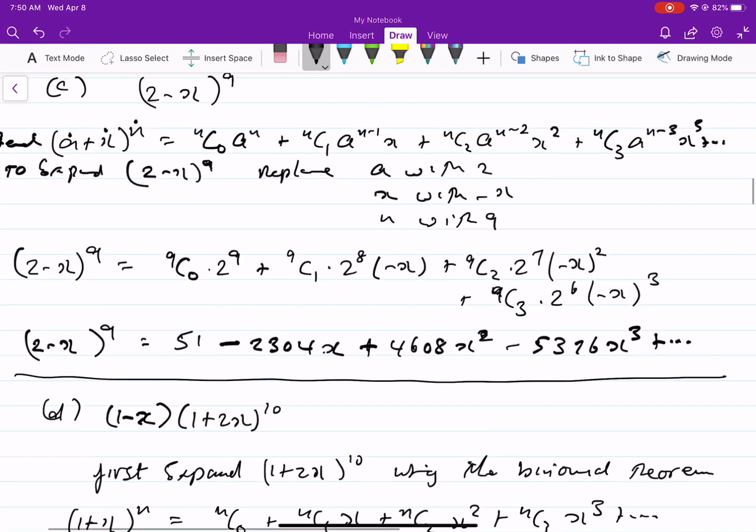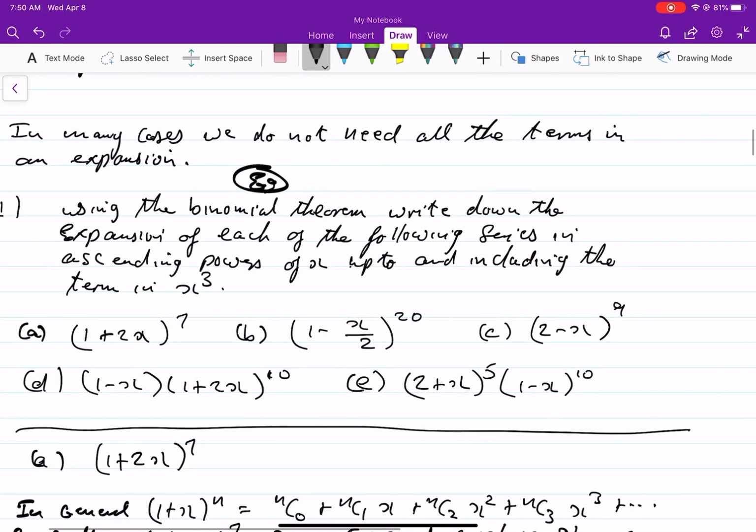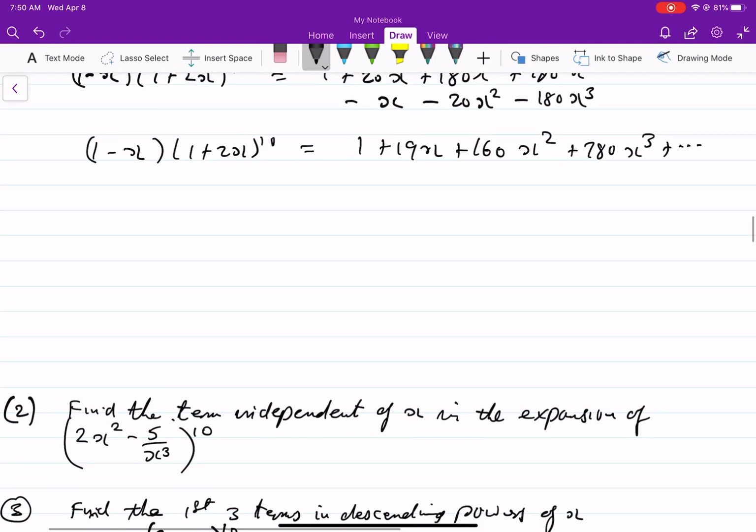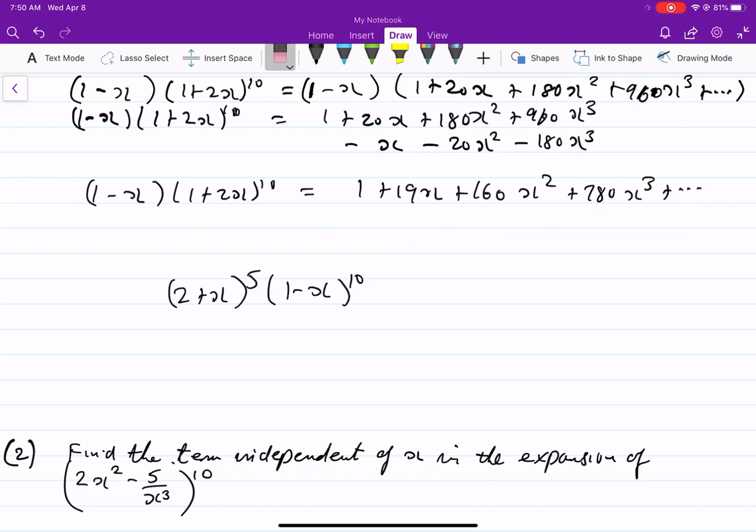Okay, there's one more in that section up there, but I think I'll leave that one for you to do. Haha. 2 plus x to the 5 times, I'll leave a part of it for you to do. 2 plus x to the 5 and 1 minus x to the 10. Now this one is interesting. From the perspective of, in the first bracket, I'm going to use the expansion for a plus x to the n to expand 2 plus x to the 5. In the second one, I'll use 1 plus x to the n. So let's see how this one goes.